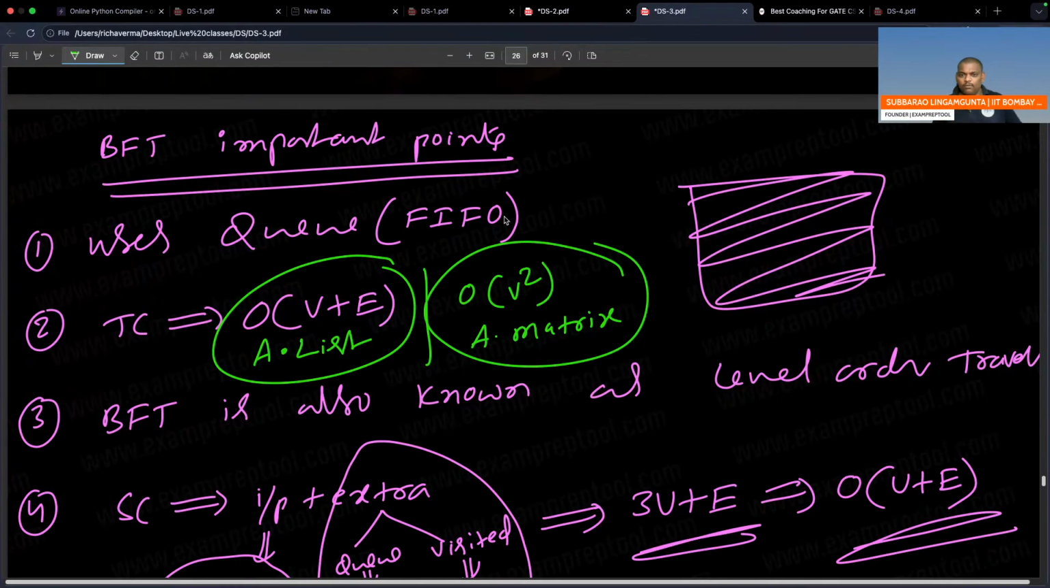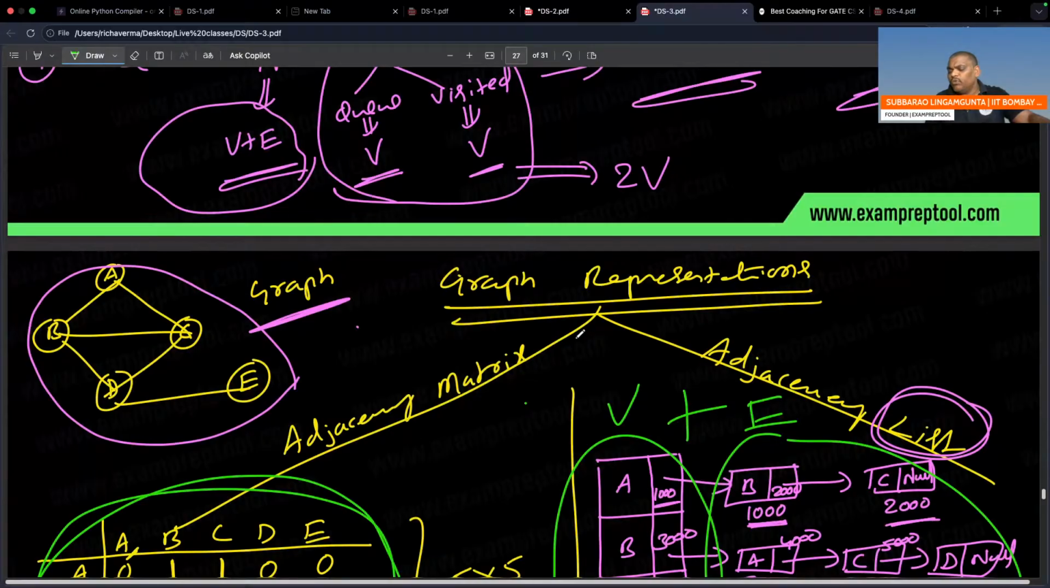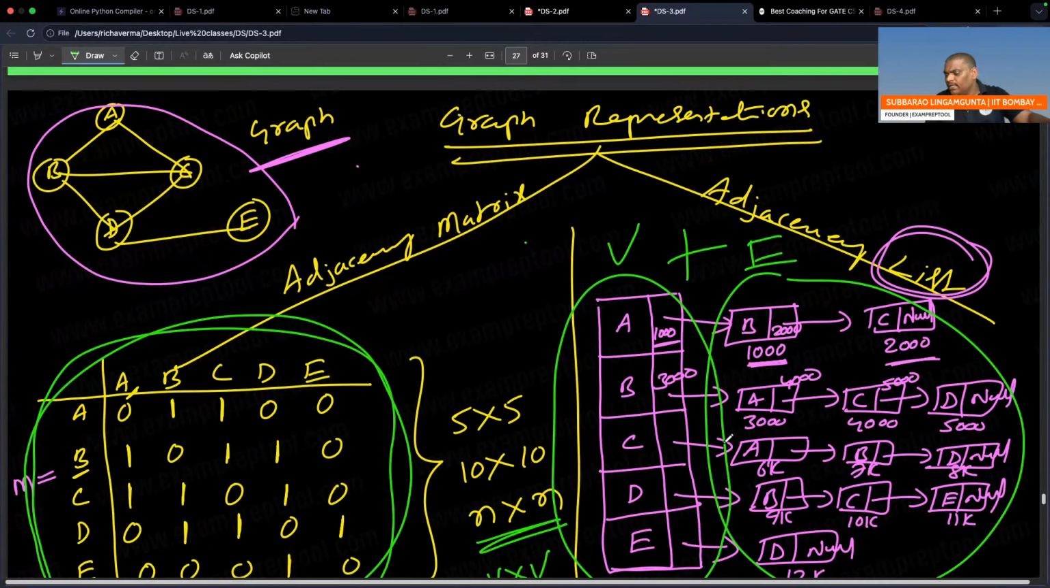Are you okay? Can you check? To scan the entire graph in matrix format, you have to scan the total V by V matrix, which will take V square. In a list, the vertices contribute V and the edges contribute E, so V plus E total time to scan the graph. In the matrix, you scan V rows and V columns, V into V, V square.